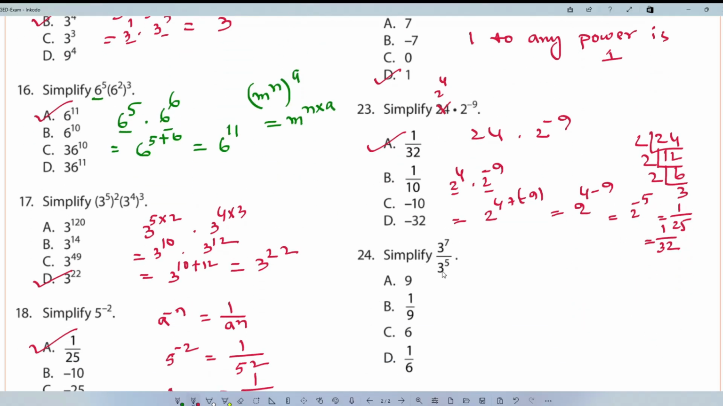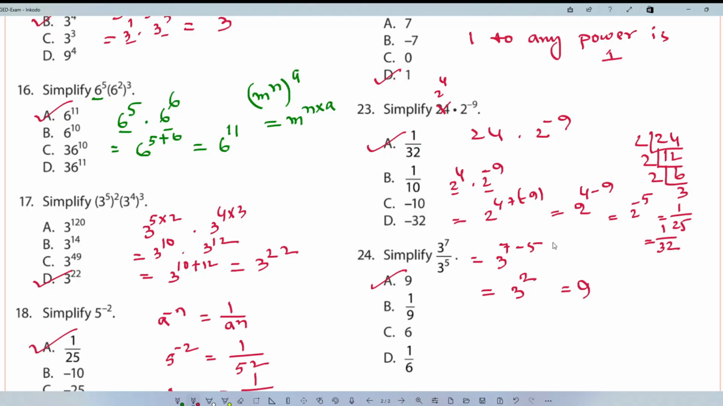Simplify 3 to the power 7 divided by 3 to the power 5, it equals 3 to the power what? As per the exponent law, we know if the bases are the same, then the powers will be subtracted when we want to divide any exponent. So 7 minus 5, our answer is 3 to the power 2, it means 9. So number A.